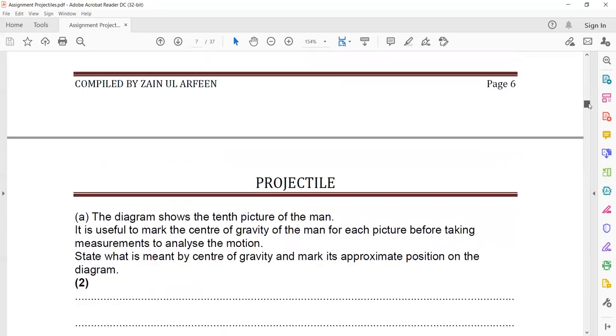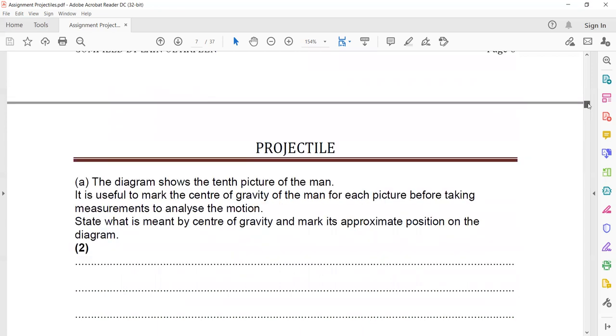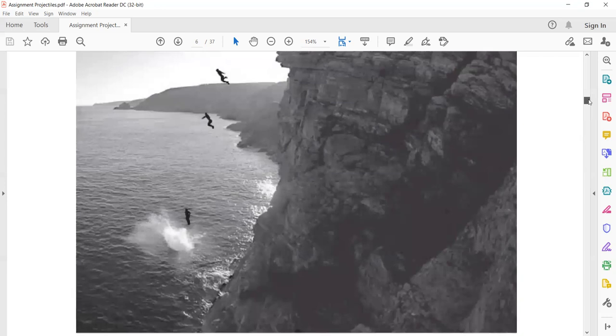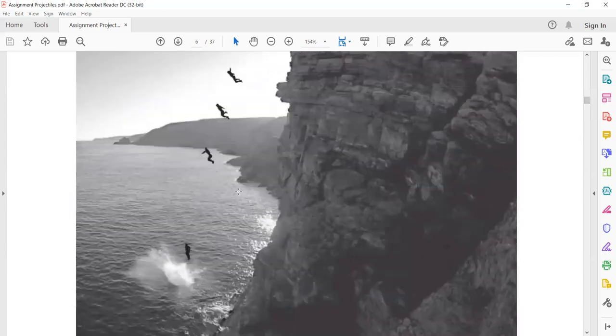The diagram shows the 10th picture of a man. It is useful to mark the center of gravity of the man for each picture before taking the measurements. State what is meant by center of gravity and mark the appropriate position. So what is the center of gravity? Center of gravity is the point where the whole weight of an object acts. So this will be the position where the center of gravity acts on the person.